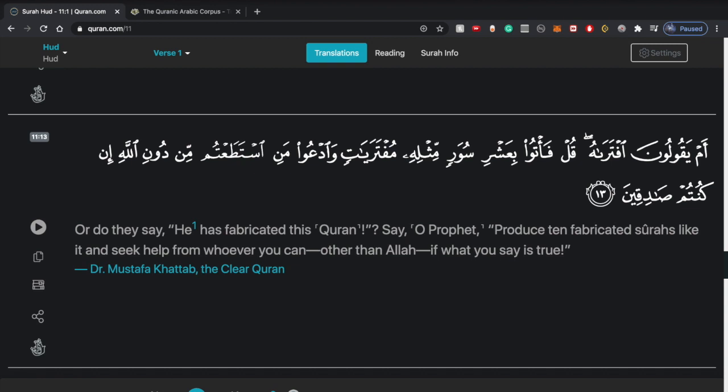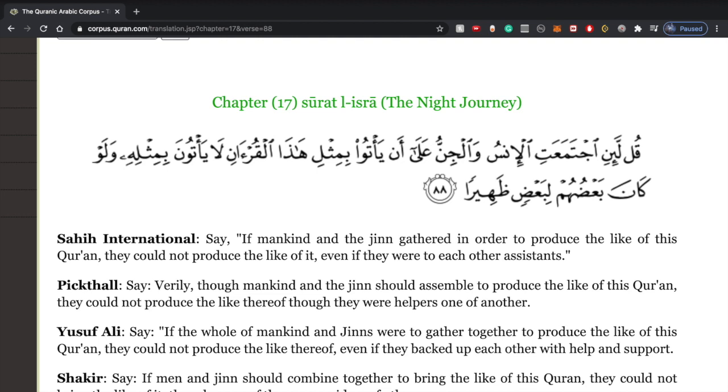Actually, this challenge was even made easier later on. It was said, bring just one chapter like it, one surah like it, and they were unable to, right? Because the Quran is a completely unique speech, a completely different speech. And Allah says, say, if mankind and the jinn gathered in order to produce the like of this Quran, they could not produce the like of it, even if they were to each other assistants.